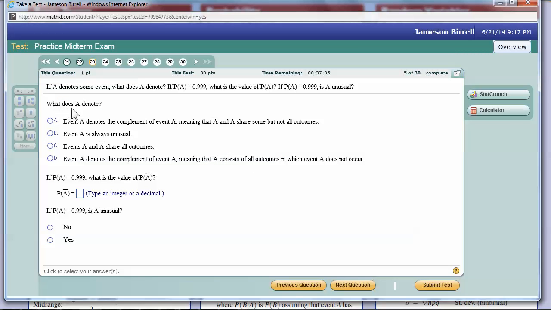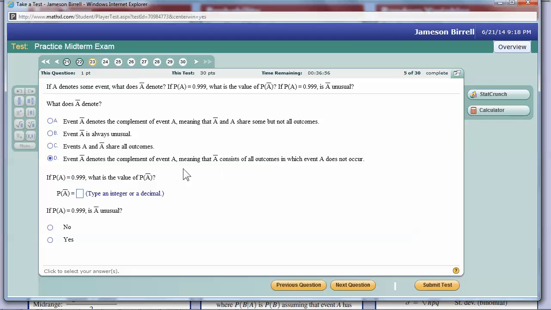All right, so what does A bar denote? Event A bar denotes the complement of A, meaning that A bar and A share some but not all outcomes. No, they don't share any outcomes. What are you talking about? Event A bar is always unusual, whatever that means. Events A and A bar share all outcomes. Event A bar denotes the complement of event A, meaning that A bar consists of all outcomes in which event A does not occur. True. And that's the proper wording for it.